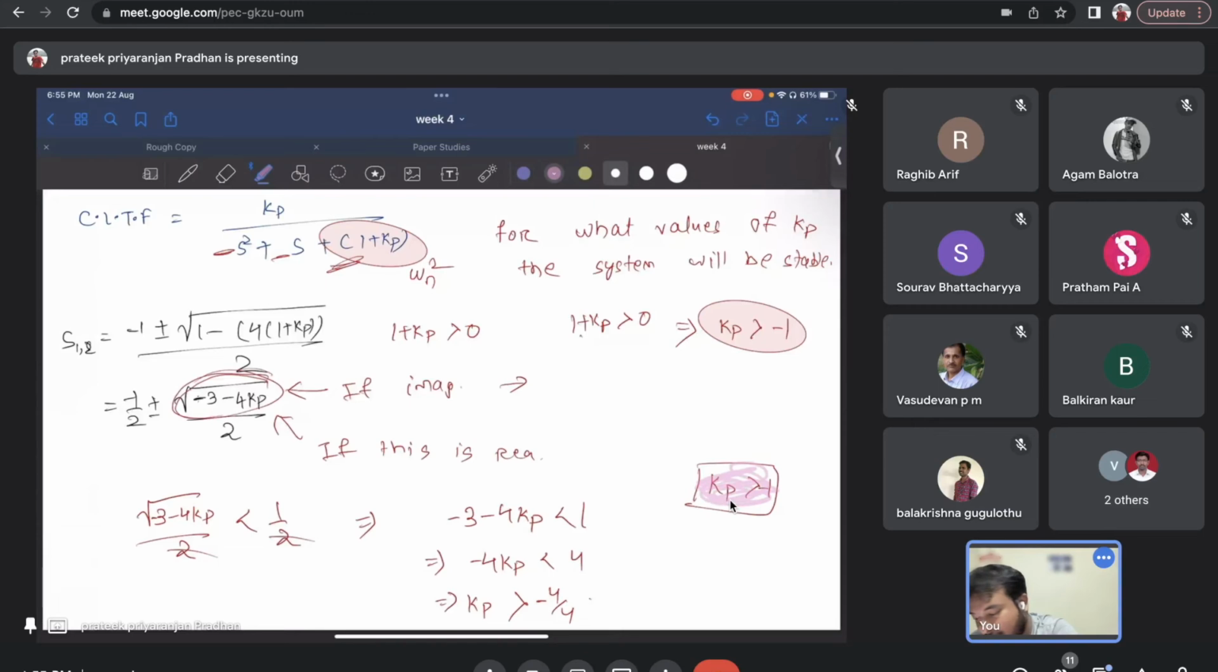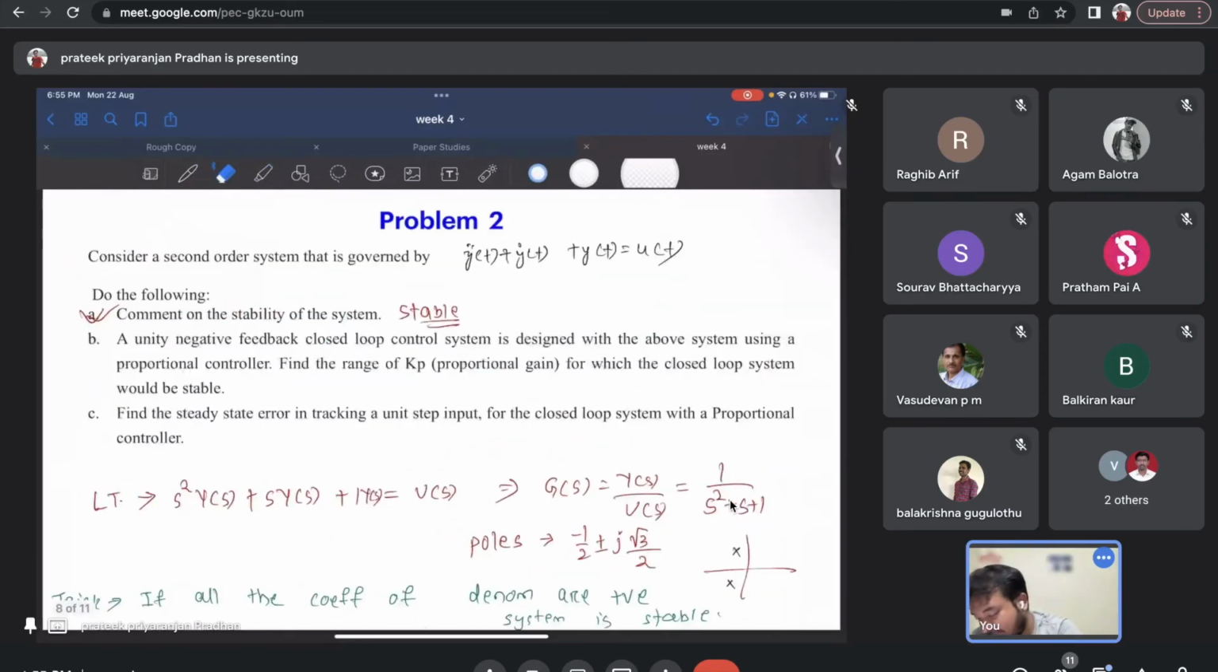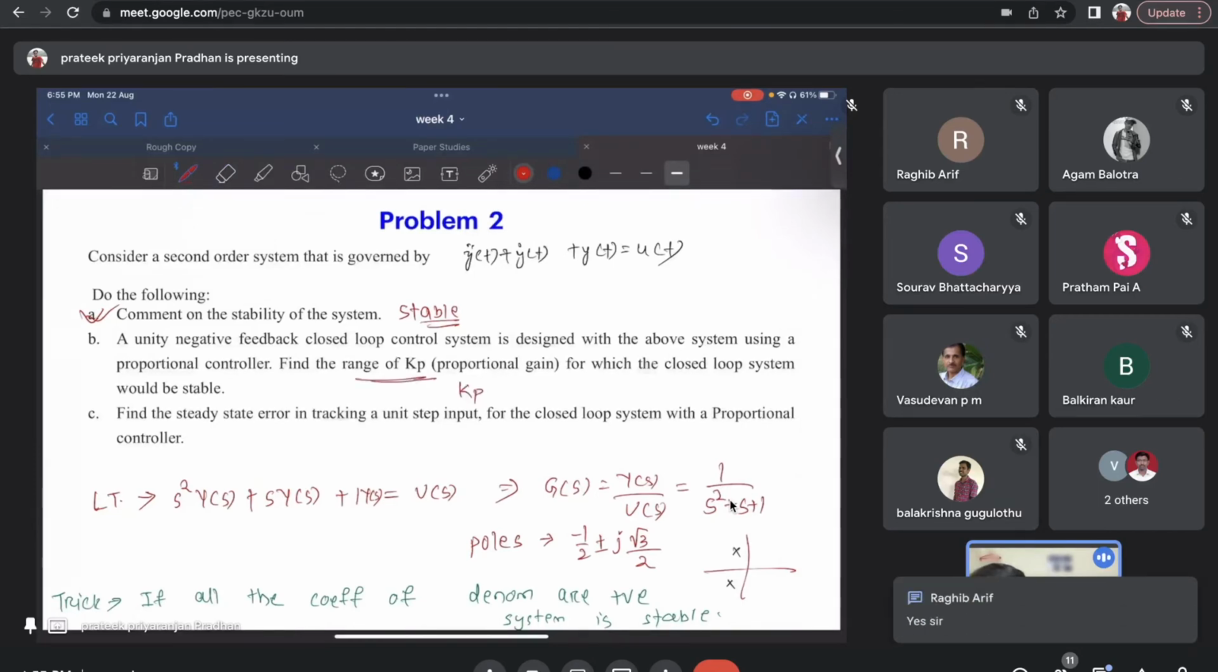Am I correct? I got the same answer. So the condition, the range, is Kp should be greater than minus 1. Is it clear to everybody? Raghib, thank you, it's clear to you. What about everybody? Okay, Vidyadhar, it's clear. So this question is done.